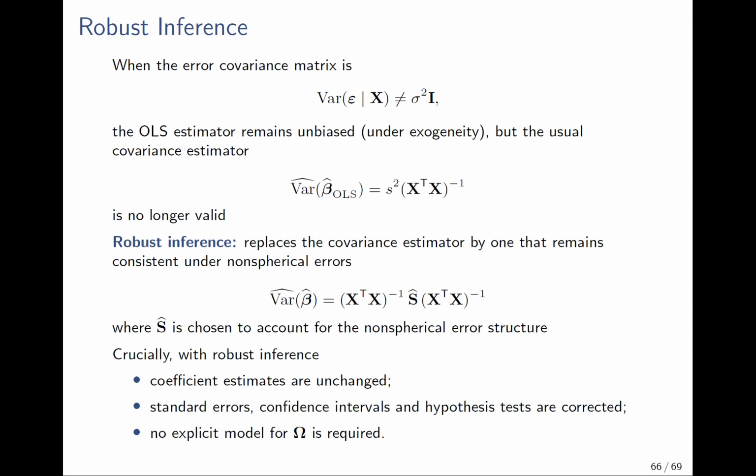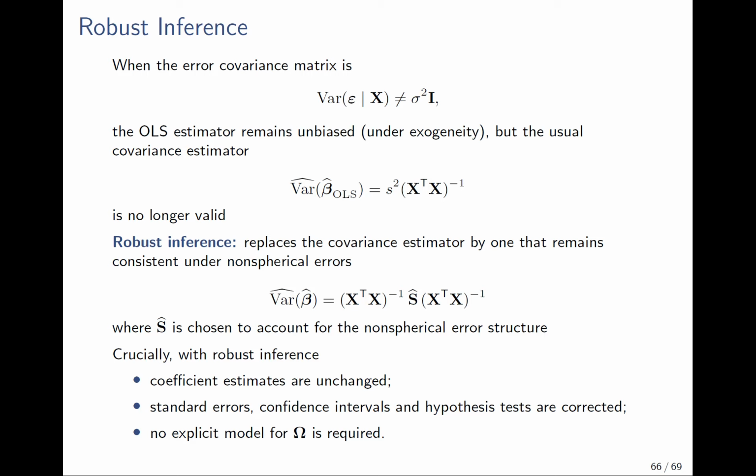The setting is the same. The error covariance matrix is not sigma squared I times the identity matrix. The OLS estimator remains unbiased under exogeneity, but the usual covariance estimator, S squared times X transpose X inverse, is no longer valid. Robust inference takes a different philosophy from GLS. Rather than modelling the error structure itself and trying to represent it, we keep the OLS coefficient estimates and simply replace the covariance estimator with one that remains consistent under non-spherical errors. That's what we're going to do, focus on the covariance matrix.